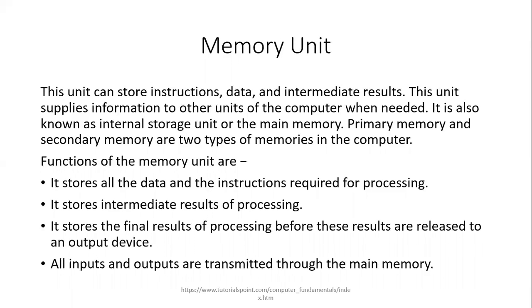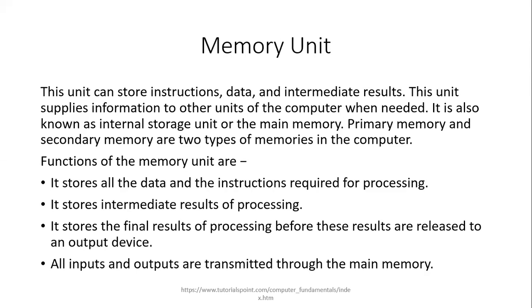Memory unit. This unit can store instructions, data, and intermediate results. The unit supplies information to other units of the computer when needed. So there is a primary memory and a secondary memory. The primary memory is basically responsible for storing the instructions and the intermediate results, whereas the secondary memory is responsible for storing the large amount of data permanently on the disks.